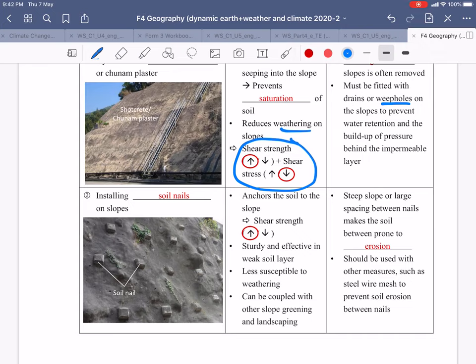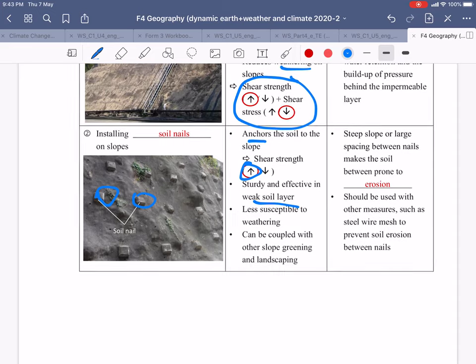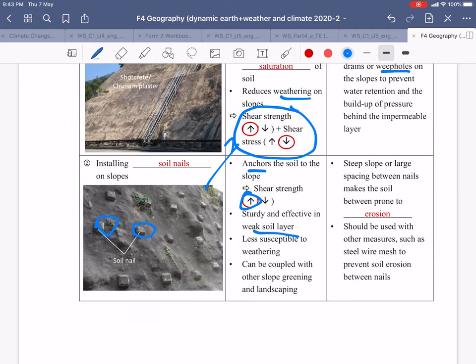Soil nail, you can see, just like a square, okay? This one is a long nail, and this one is an anchor that goes deep into the slope, okay? The shear strength will increase accordingly. It is effective in weak soil layers, less susceptible to weathering, and can be coupled with slope greening and landscaping, okay? And also, you have to tell me shear strength and shear stress, okay? Shear strength is stronger because the support of the soil nail is strong, okay?